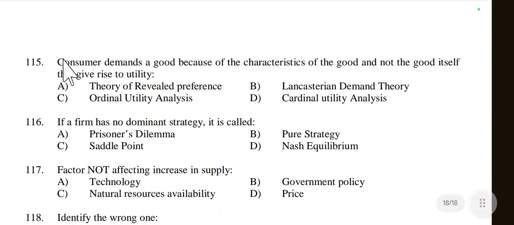Then question number 115, consumer demands a good because of the characteristics of the good and not the good itself that give rise to utility. This is called as theory of revealed preference, Lancastrian demand theory, ordinal utility analysis, or cardinal utility analysis. This is called as Lancastrian demand theory. Because Lancastrian demand theory proposed by Kelvin Lancaster suggests that consumers derive utility not from the goods themselves but from the characteristics or attributes that the goods possess. So this contrasts with traditional theories that assume consumers derive utility from the goods directly.